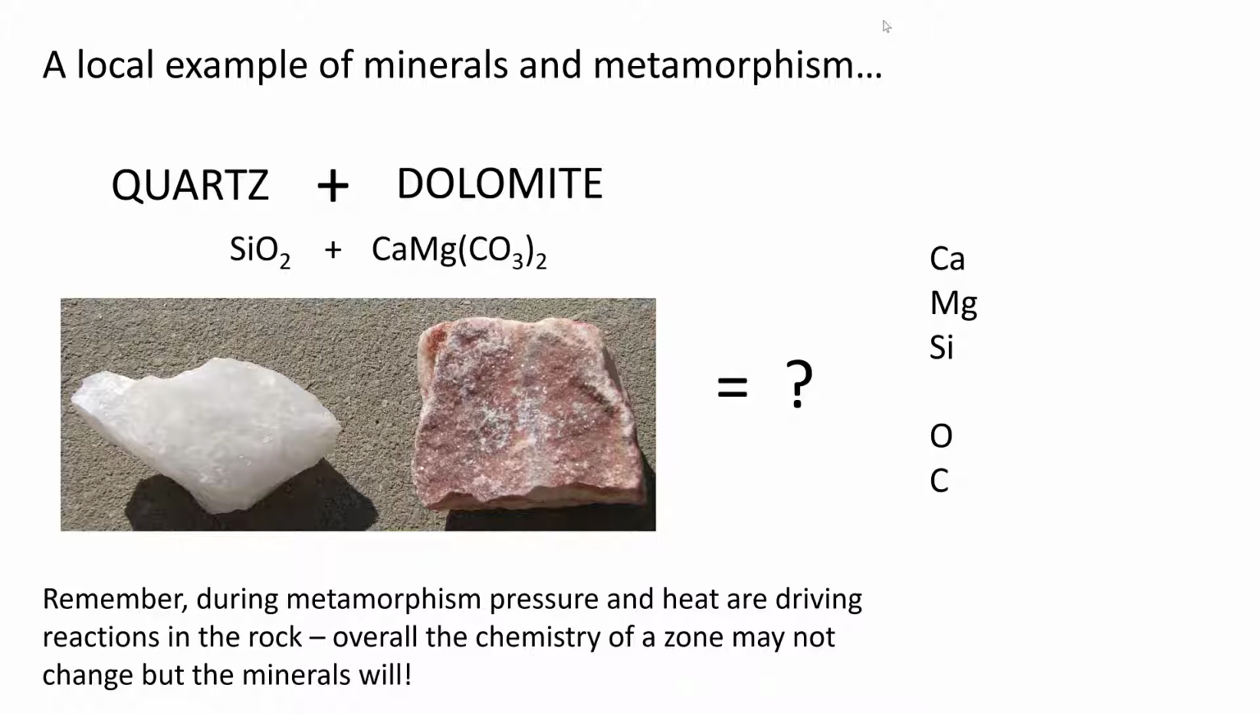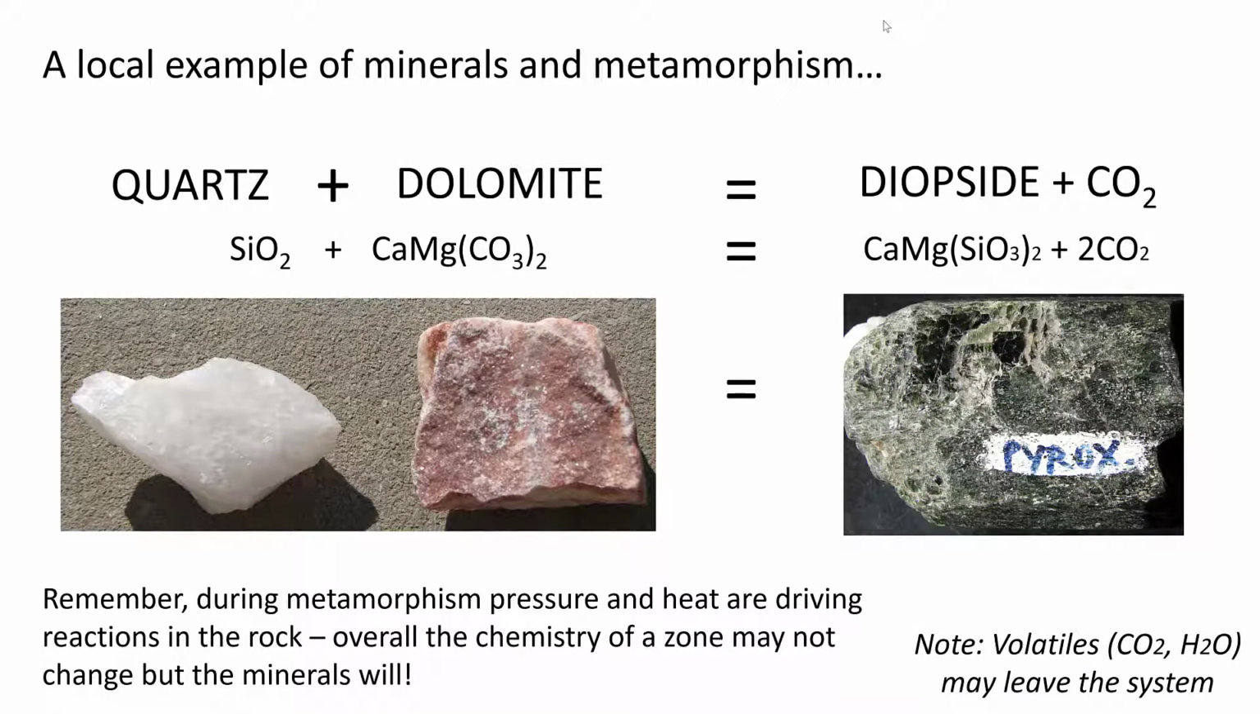Let's look at a local example of minerals and metamorphism. If we take quartz, which is silicon dioxide, plus dolomite, which is calcium magnesium carbonate, what do we get if we put those together? We have the elements calcium, magnesium, silicon, oxygen, and carbon to play with. Remember, during metamorphism, pressure and heat are driving reactions in the rock. Overall, the chemistry of a zone may not change, but the minerals will.